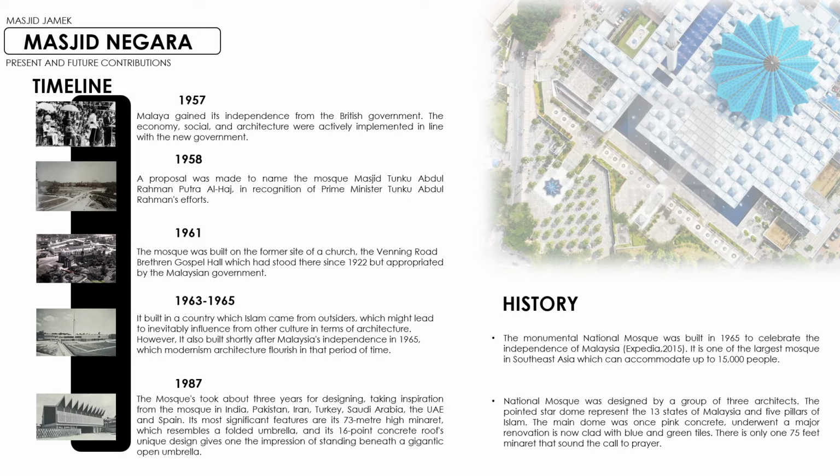The National Mosque was built in 1965 to celebrate the independence of Malaysia. It is one of the largest mosques in Southeast Asia, which can accommodate up to 15,000 people. It was heavily influenced by early modernism in Malaysian architecture, a bold initiative by architects Hisham Al-Bakri, Baharuddin Abu Qasim, and British architect H. Ivor Ashley. It took about 3 years of designing, taking inspiration for the mosque from India, Pakistan, Iran, Turkey, Saudi Arabia, the UAE, and Spain.